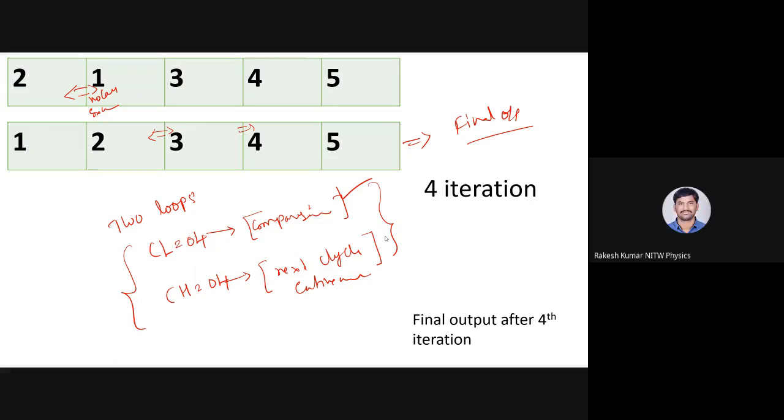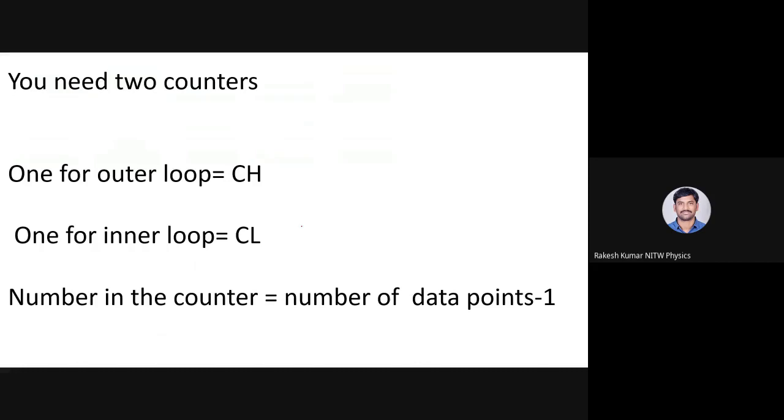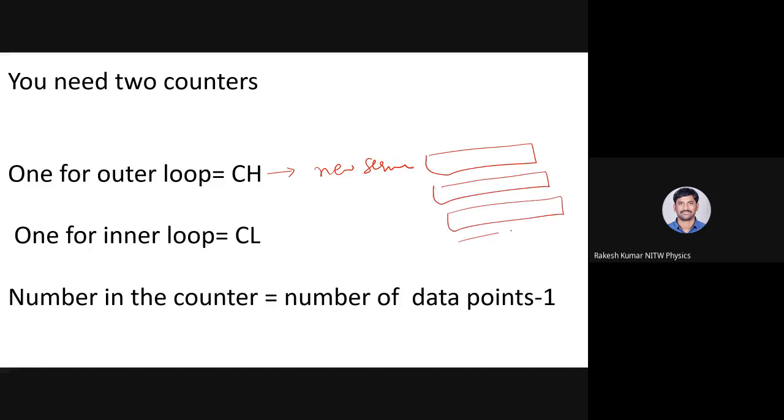So we'll proceed further and see how the program looks, how the loops will be inserted into the program. You need 2 counters, one for the outer loop. This will initiate a new sequence of numbers 4 times. If you have 5 numbers, it will initiate 4 sequences of numbers with a different order, whether it's completely ascending order or not completely ascending order, and the inner loop is for comparing the individual elements.